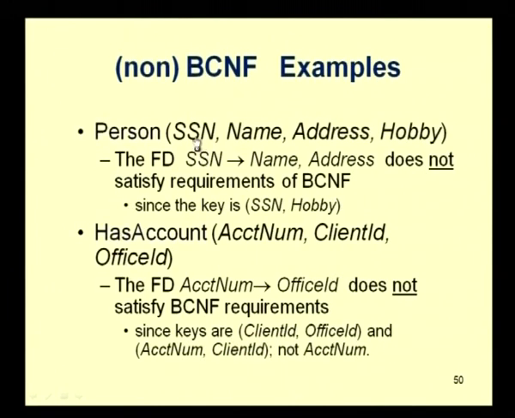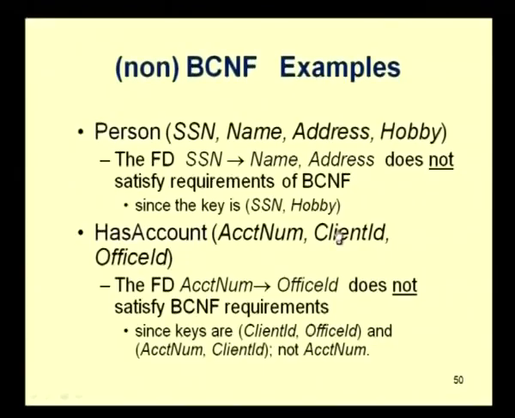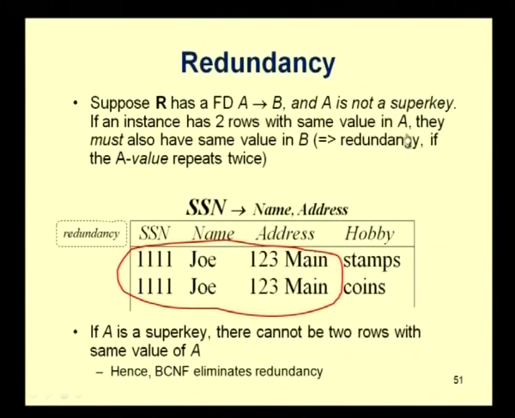If you look here, SSN name address is one relation and SSN hobby is another. So, this SSN name address has to be put in one and all this along with SSN has to be put here. Now, again we are revisiting this account number, client ID and office ID. Account number, office ID is the functional dependency. So, what you will have to do is take account number, client ID and put it as another relation. So, this results in some redundancy.